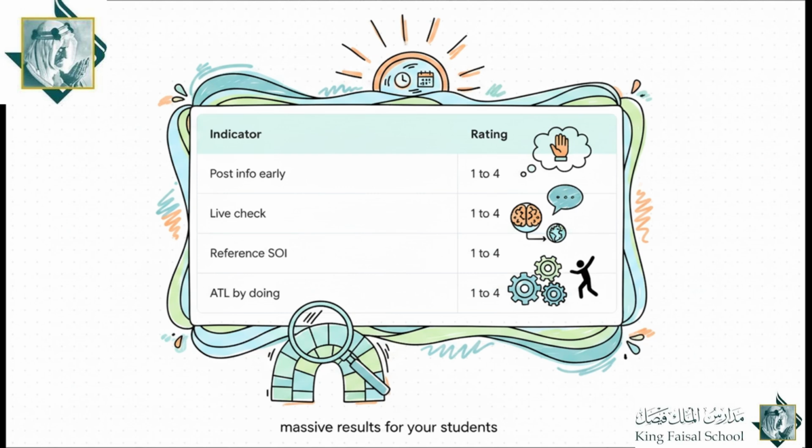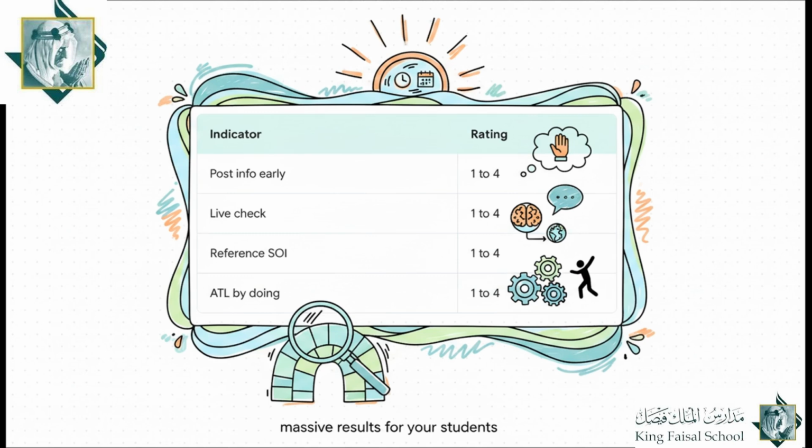I post lesson information early. I use at least one live check for understanding. I reference the SOI out loud. And students develop ATL skills by doing. And I really want you to view this tool not as some punitive, top-down checklist, but as an empowering mirror. It's simply a way to measure your own intentional design after a unit finishes. It highlights exactly where your practice is thriving and exactly where maybe just a slight adjustment could yield massive results for your students.